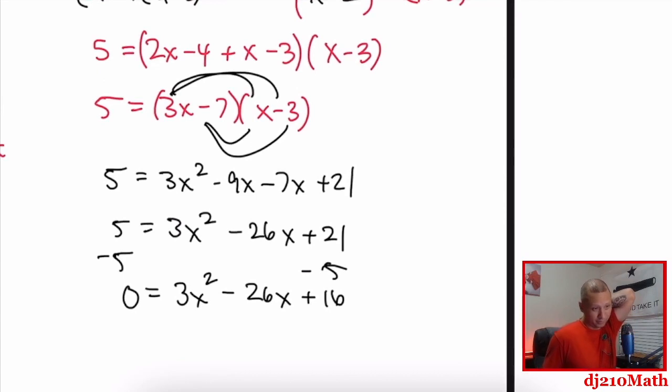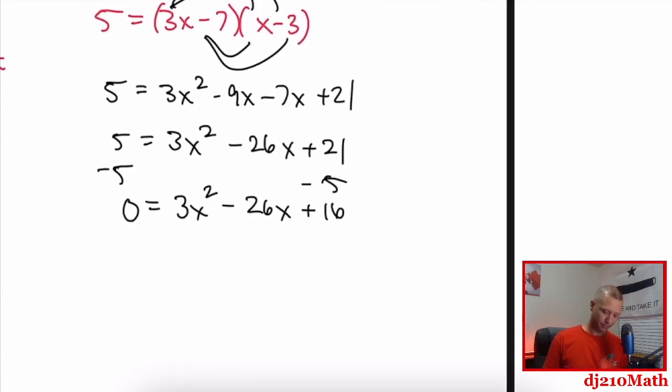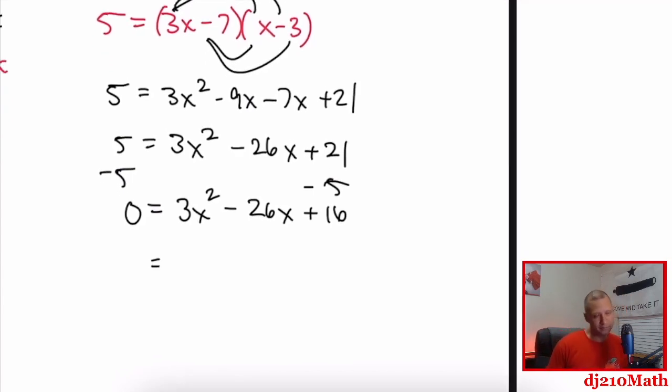Which comes out to this, which is a lot nicer than what we had a minute ago. I feel that this can be factored. 16 times 3 is what? 16, 32, 42, 48.